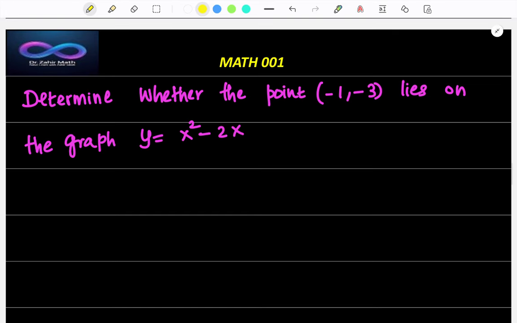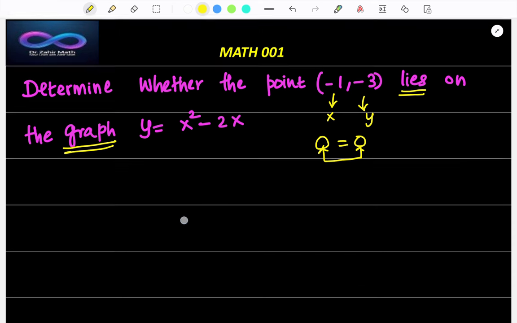Determine whether the point lies on the graph. Okay. So what we need to do, you have to put x equals this, y equals this. If the left side is equal to the right side, same answer, then the point lies. If a different answer, then the point does not lie. Clear everybody? Right? Okay. Yes, let's go to the question.